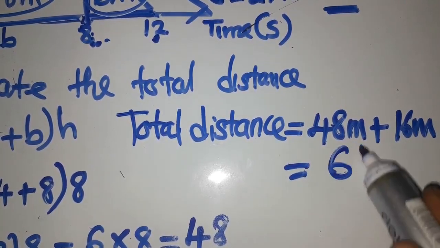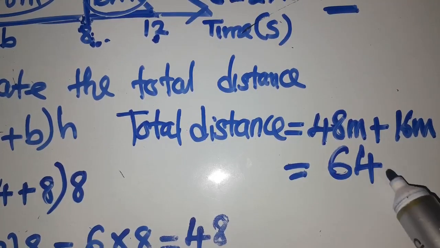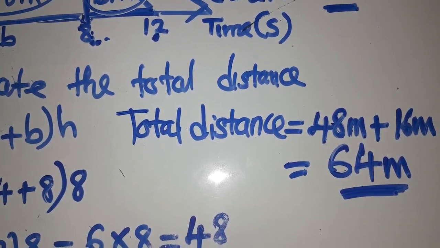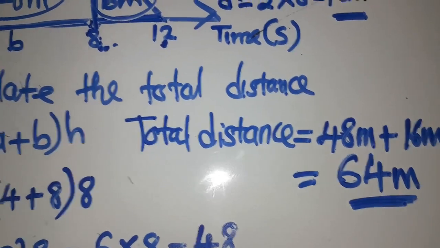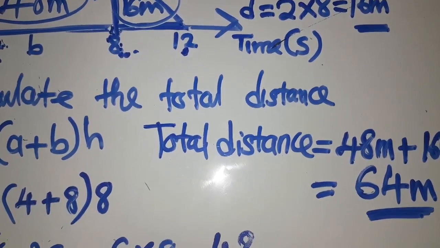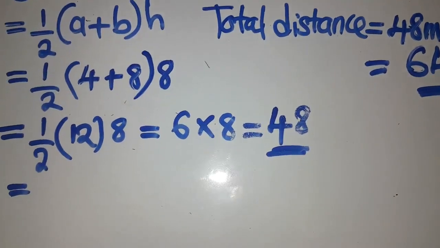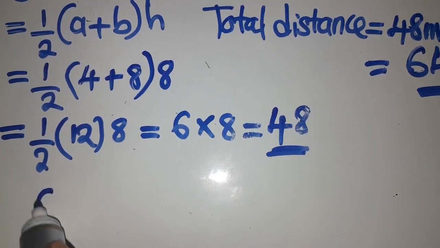It is 64. So you are getting 64 meters. This is your total distance. This is how you need to calculate that one. Have you seen the way I've calculated? The same way I've calculated, that's the same way you need to calculate. Then question C, which I want us to solve together.